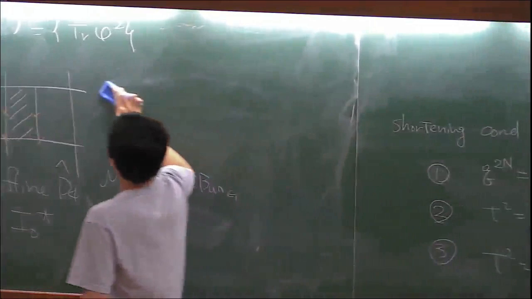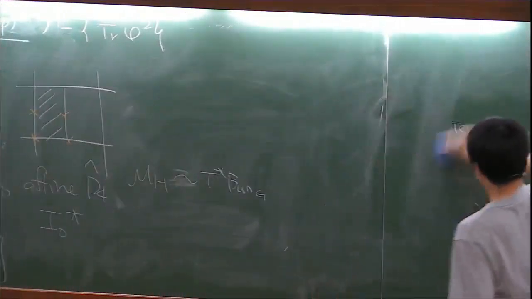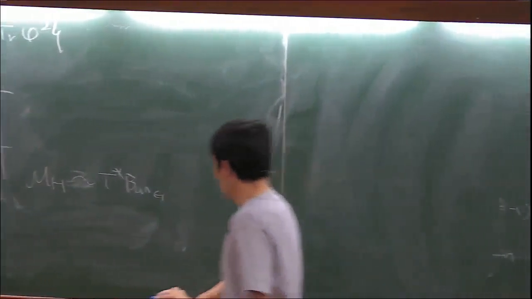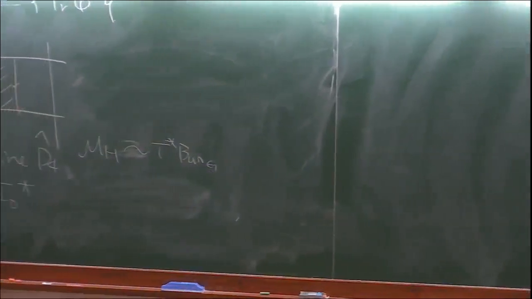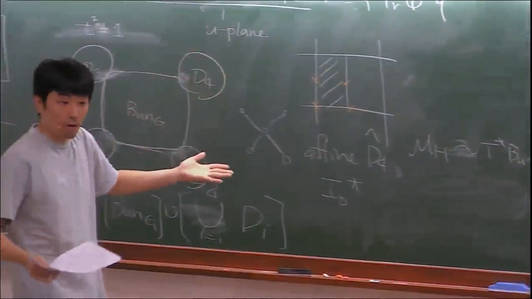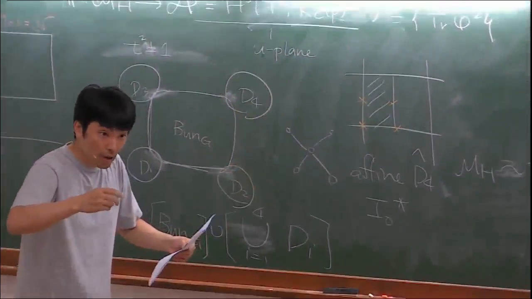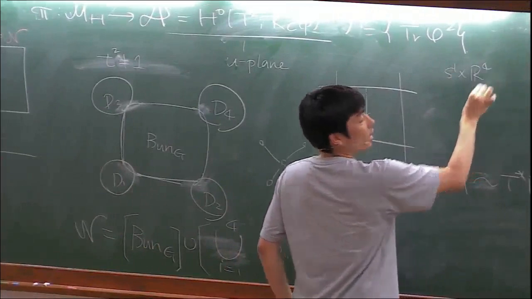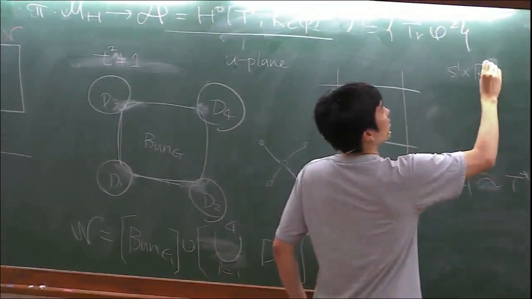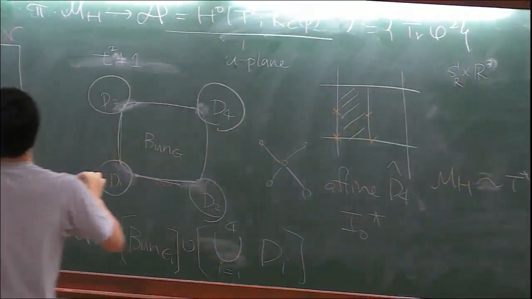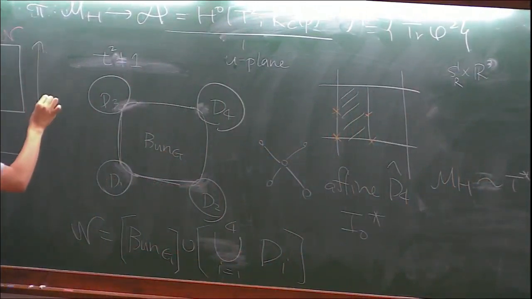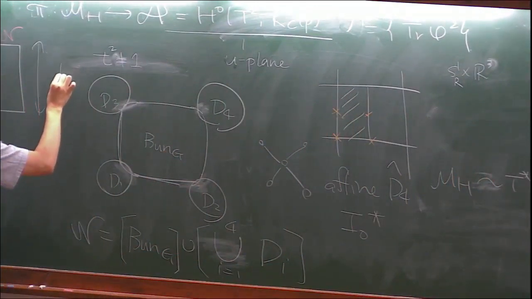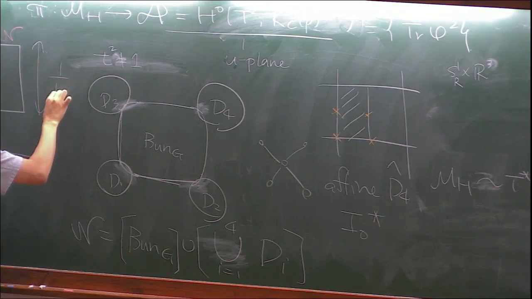Okay. And so I have to mention one more thing. If you're a physicist, this U-plane is a Coulomb branch on R4. And if you put the theory on S1 cross S1 cross R3, with radius R, one of the directions is related to one over r. So the size of this torus is 1 over r.